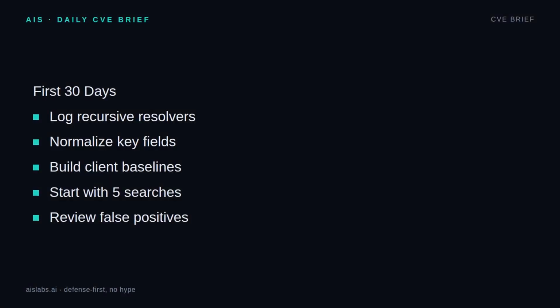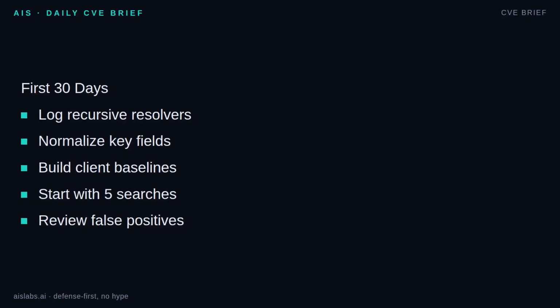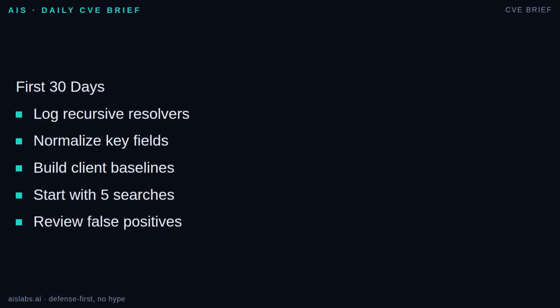Start with coverage. Send recursive resolver logs to the SIEM. Do not rely on endpoint DNS logs as the primary source. Normalize timestamp, client IP, user if available, query name, record type, response code, answer, and resolver. Then build 5 starter searches.